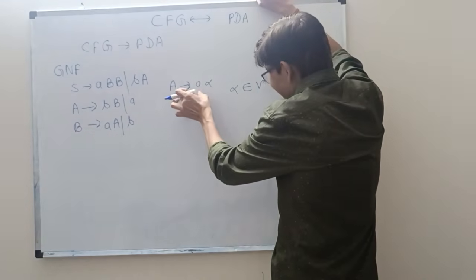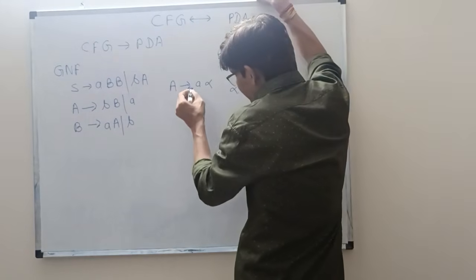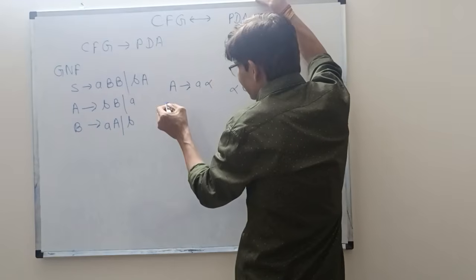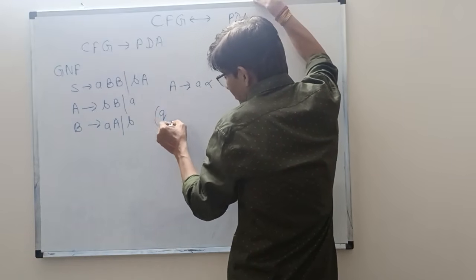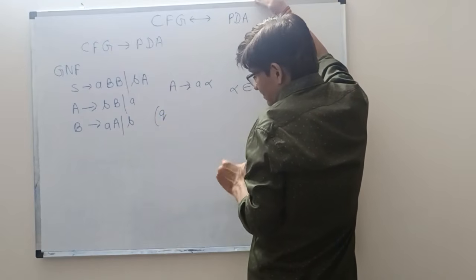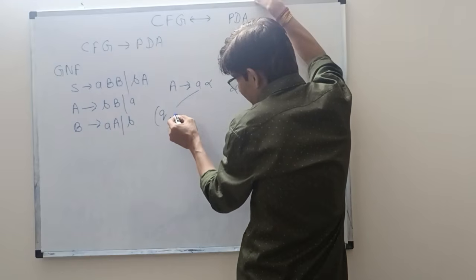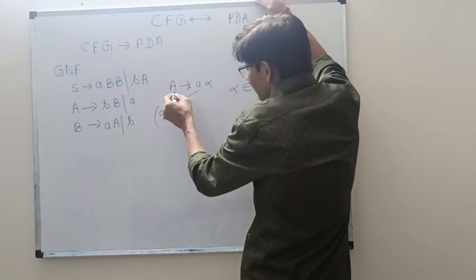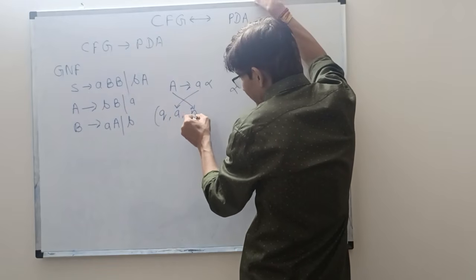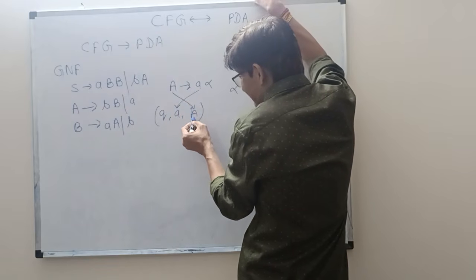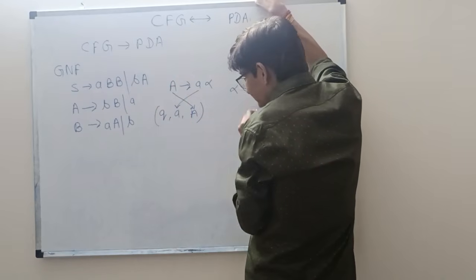So this production is already in GNF. Now, how to convert this particular production into a PDA transition? I will tell you. You are in state Q, you are reading the symbol A here, and the stack top is considered as the left-hand side variable of the production.